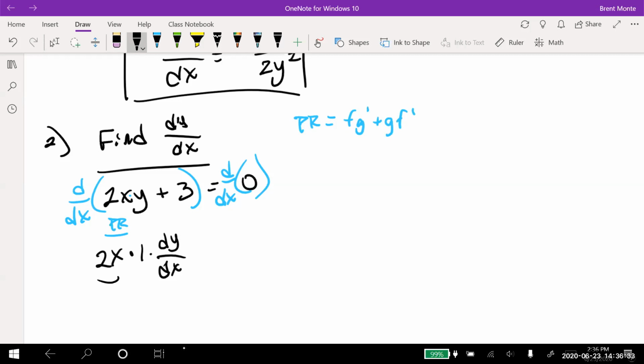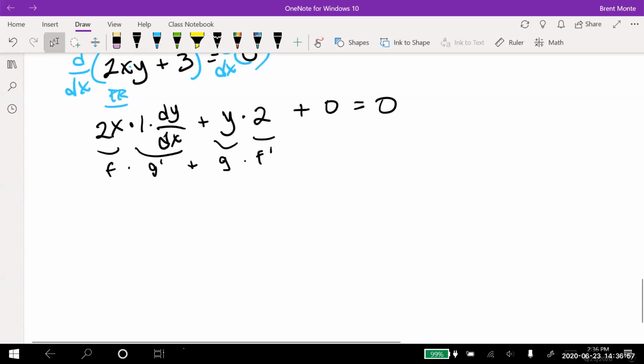So there's the first times the derivative of the second, plus the second times the derivative of the first. Well, when I take the derivative of 2x, it's just 2. So that was my product rule. First times the derivative of the second plus the second times the derivative of the first. And then the 3, the derivative of that, of course, is 0, and then equals the derivative of 0, 0. All right, so I've got a lot of stuff written there because I've written that product rule there. So let's go ahead and erase that product rule piece so that we do not get confused when we go to the next step.